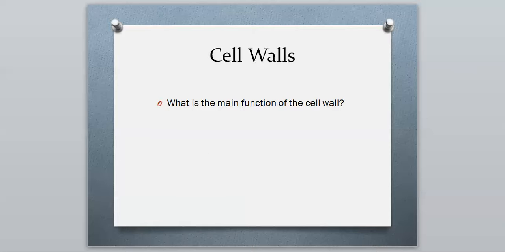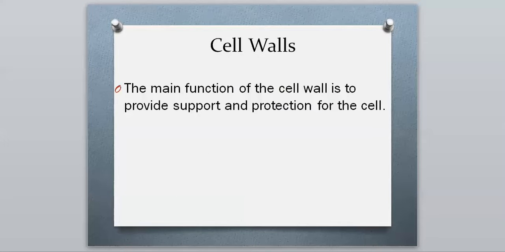So cell walls. What is the main function of the cell wall? The main function of the cell wall is to provide support and protection for the cell. It's going to be very rigid, and it's not going to have a lot of room for movement. So it will provide a lot of support. It's going to be very rigid, very structured. When we look at plant cells, they almost have a squared off appearance because they're so defined by that cell wall.